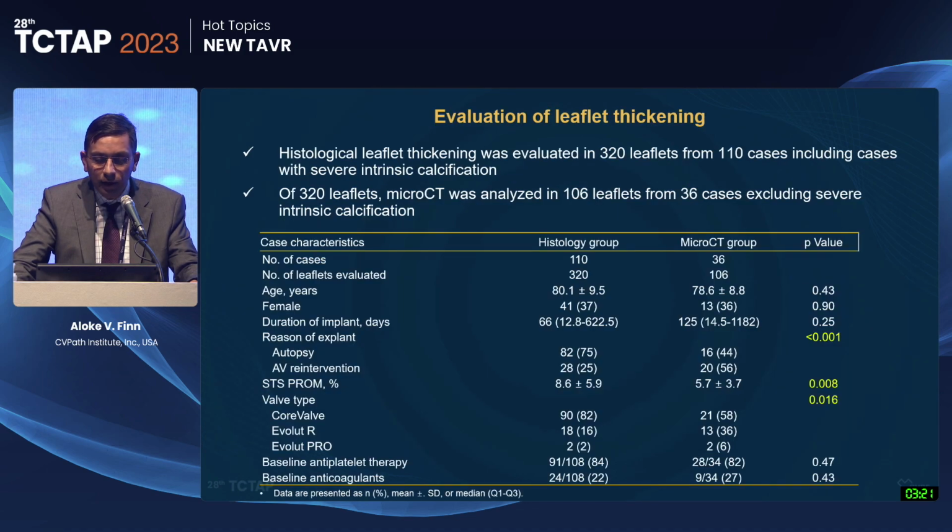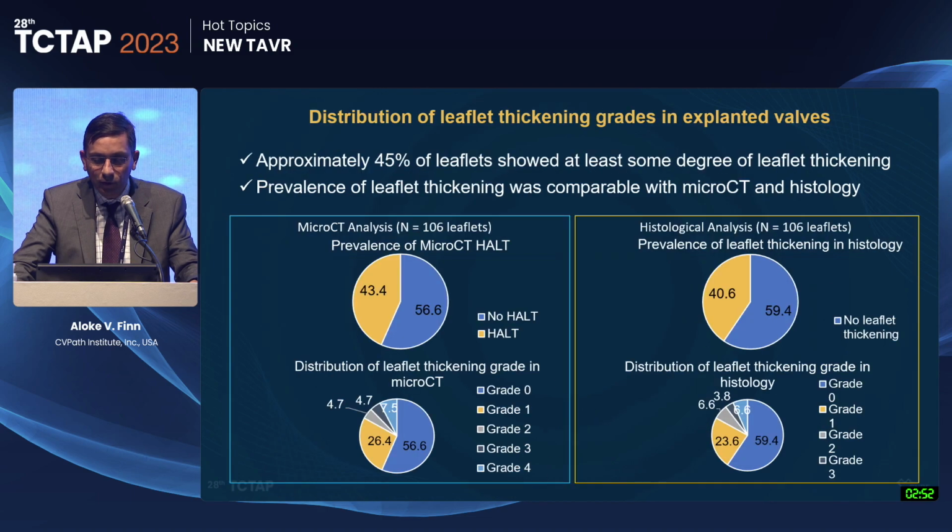So the evaluation of leaflet thickening, histological leaflet thickening was evaluated in 320 leaflets, 110 cases, as I mentioned, and micro-CT was analyzed in 106 leaflets from 36 cases. And here I'm just comparing the histology group and the micro-CT group, just to let you know that they weren't extremely different. There were some differences in the duration, the reason for explant. You can see autopsy cases predominated in the histology group, and AV reintervention was greater in the micro-CT group, and there were some other differences as well. But you can see that approximately 45% of leaflets showed at least some degree of leaflet thickening. The prevalence of leaflet thickening was comparable between micro-CT and histology. So very good for evaluating leaflet thickening.